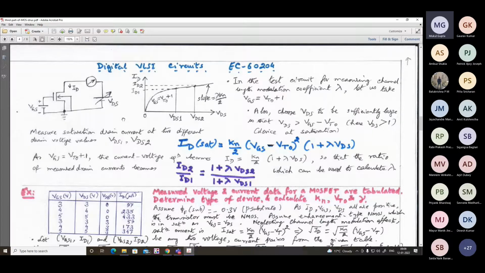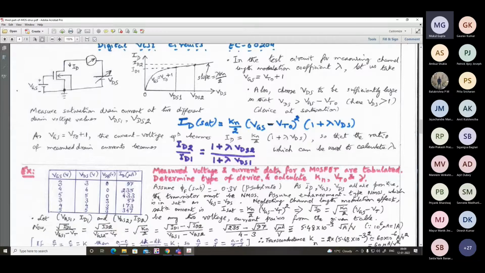Then you just need to calculate the slope of this straight line, which is lambda Kn by 2. The current equation becomes ID equals Kn by 2 into 1 plus lambda VDS. So it is like y equals mx plus c, where m equals Kn into lambda by 2. Clear? And as VGS equals VT0 plus 1, the current-voltage equation becomes ID equals Kn by 2 into 1 plus lambda VDS, so the ratio of the drain current becomes very simple. Is it clear? I believe so.